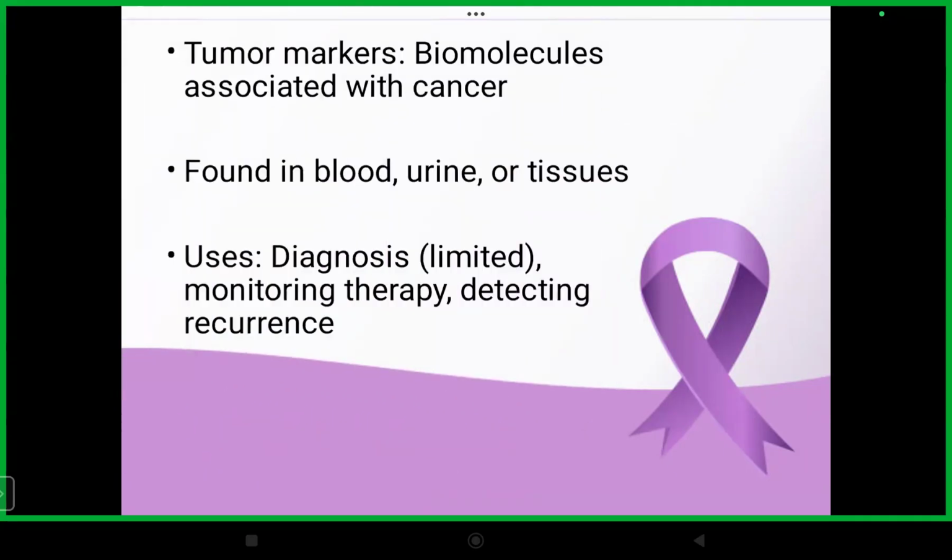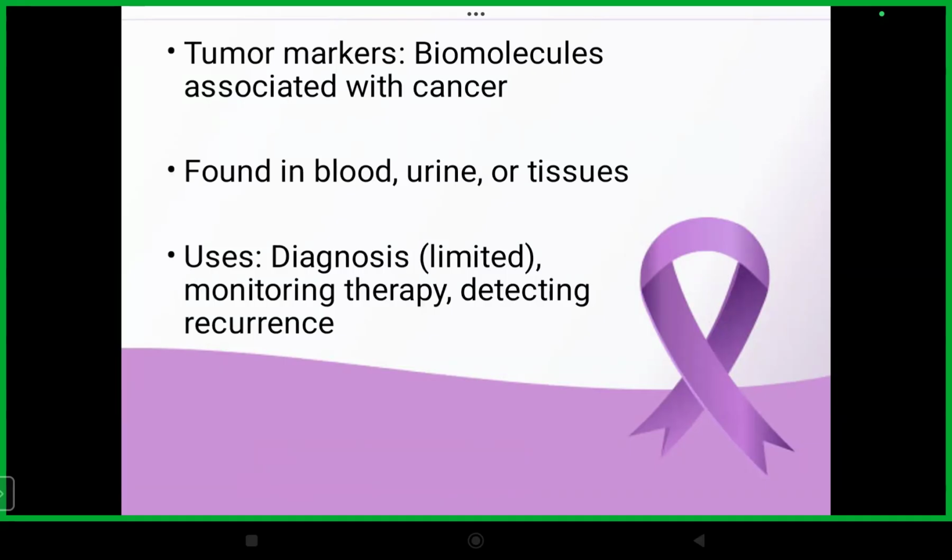So what are tumor markers basically? As the word says, tumor markers are markers which indicate cancer. They are biomolecules which are associated with cancer. They can be found in blood, urine or tissues. And how do they become useful to us? Because they can be used in diagnosis. Even though the use is limited in diagnostic purpose, it can be used for monitoring therapy and for detecting recurrence.